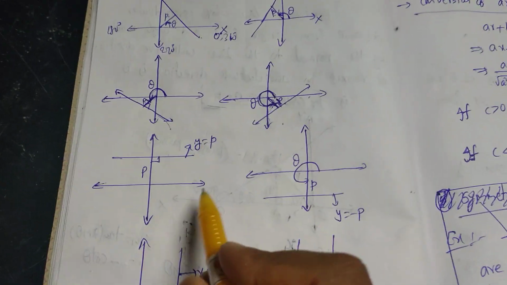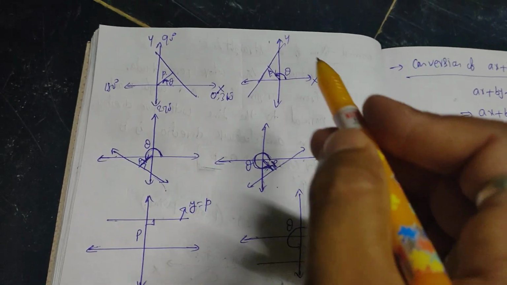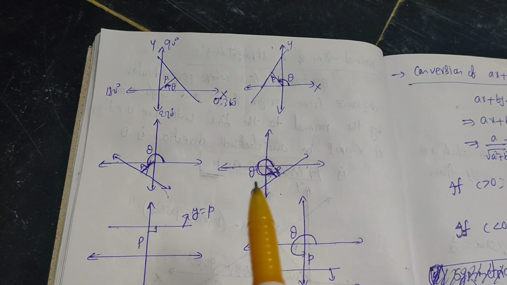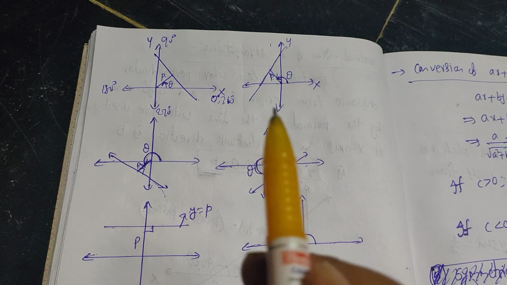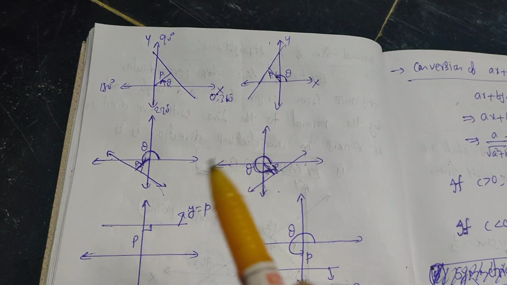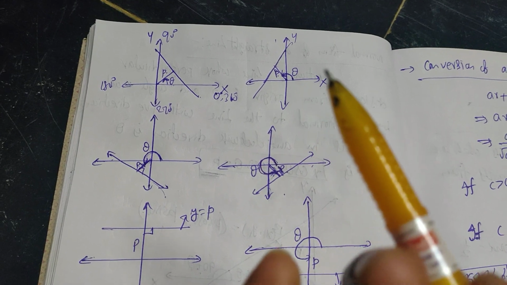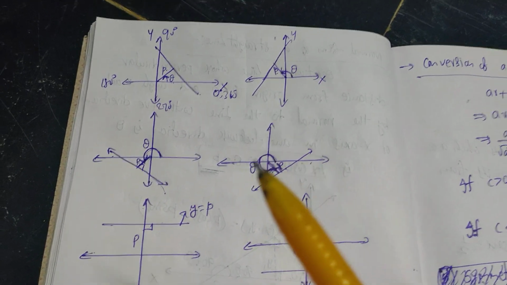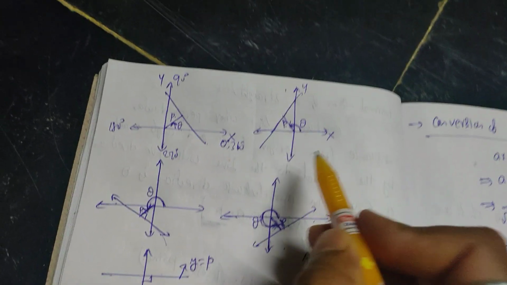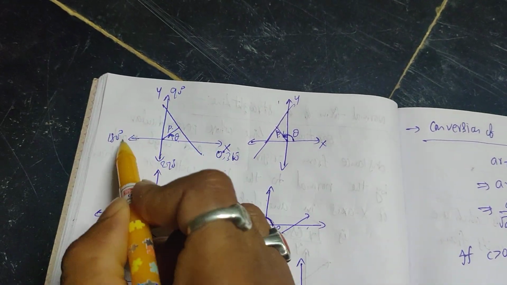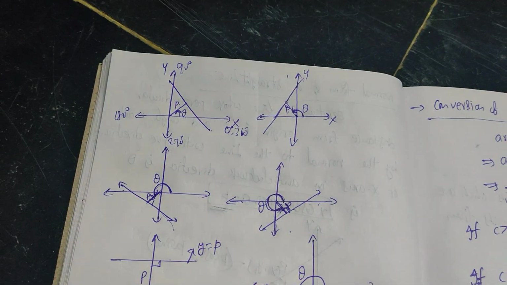Next, the angle may be in the first quadrant, second quadrant, third quadrant, or fourth quadrant. So in the first, second, third, fourth you may have any angle between 0 to 360, and we are just discussing these quadrant angles. Quadrant angles means here 0 degrees, 90 degrees, 180 degrees, 270 degrees also we can discuss.